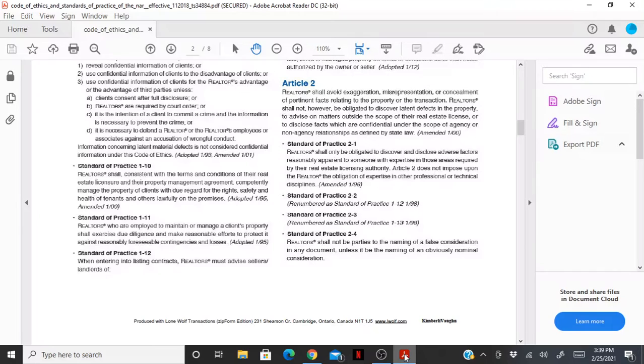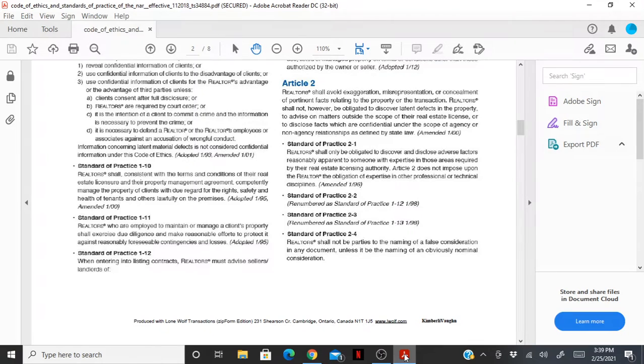Realtors shall only be obligated to discover and disclose adverse factors reasonably apparent to someone with expertise in those areas required by their real estate licensing authority. So, an example might be if you are on a listing appointment and you're touring the house with the seller. If you see a huge crack in a corner, or it's just blatantly obvious that something is wrong, that is something that you can point out.